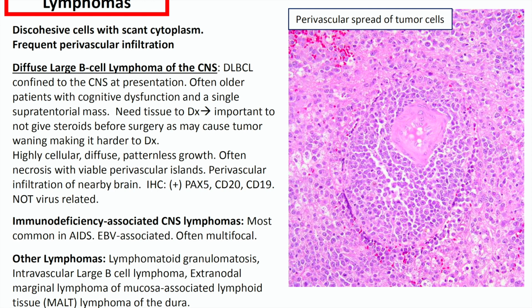However, there is immunodeficiency-associated CNS lymphoma, most common in patients with AIDS, and they can be associated with EBV, and they're often multifocal. So some other lymphomas just to be mindful of: you have lymphomatoid granulomatosis, intravascular large B-cell lymphoma, and extranodal marginal zone lymphoma of mucosa-associated lymphoid tissue, or MALT lymphoma of the dura.